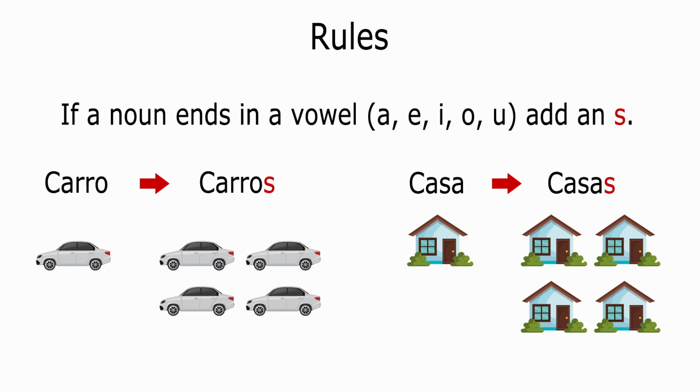If a noun ends in a vowel, we simply add an S at the end of the word. For example, carro, carros, casa, casas.